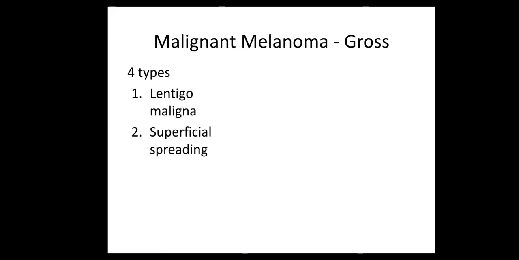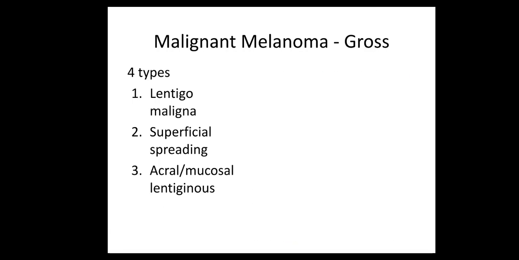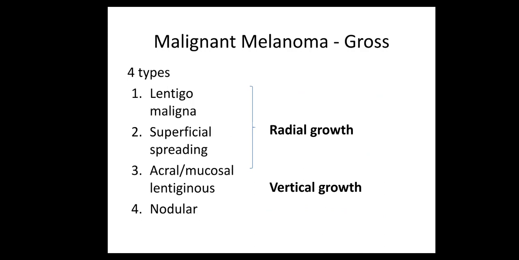There are 4 different types of malignant melanoma. You have lentigo maligna, superficial spreading, and acral or mucosal lentiginous, and the 4th type is nodular. Okay, this is the nodular type. So these 3 have radial growth, and the nodular type will have vertical growth.